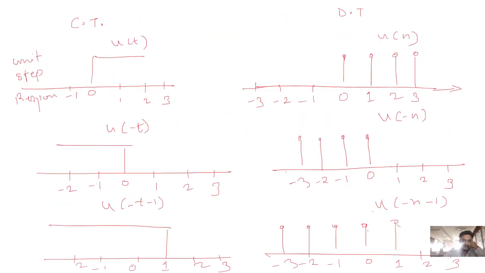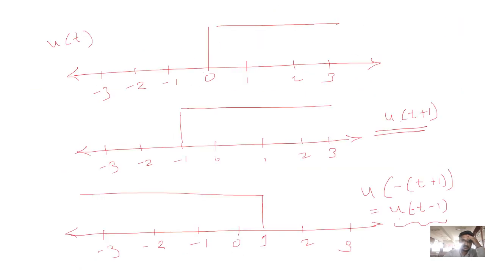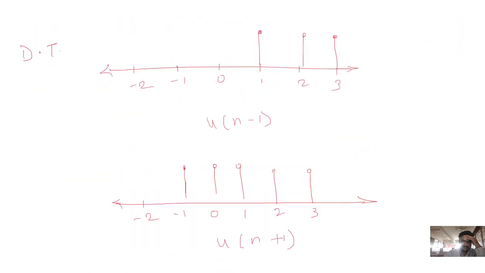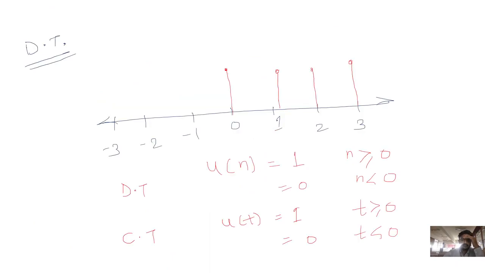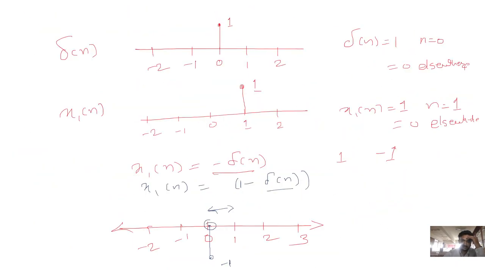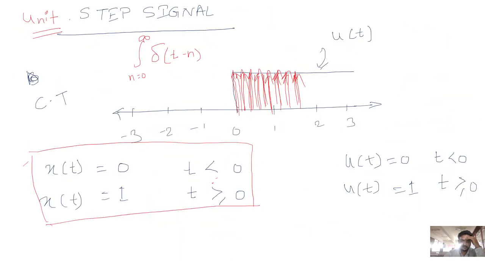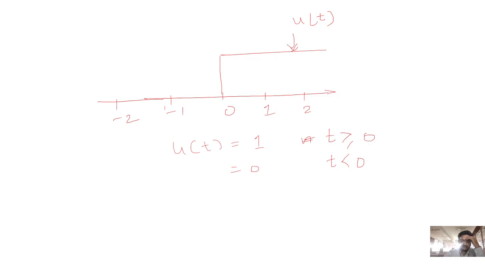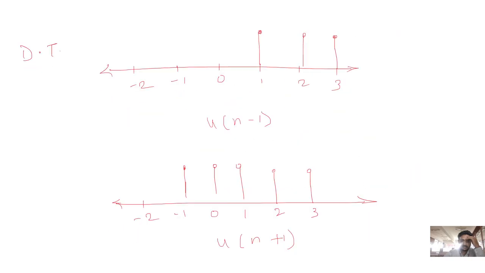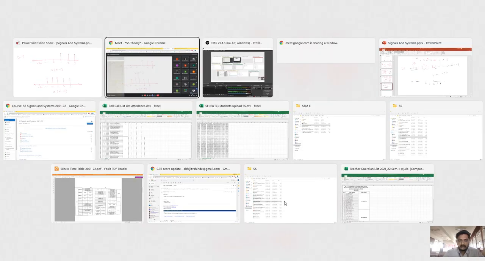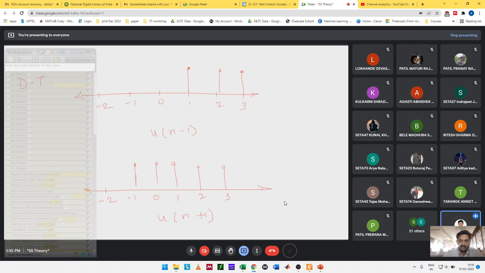Yesterday, let me just revise what we saw last time. The first thing we saw was the impulse response, right? Then we went to the step response. This was in continuous time and this was in discrete time. Any question about this? Impulse response and step response, any question?